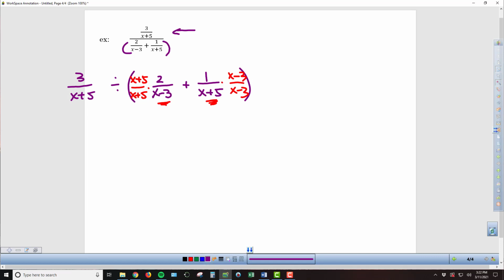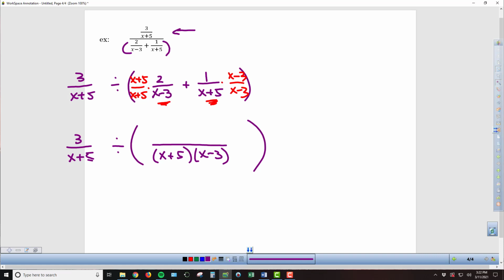So we've got this 3 over x plus 5 still hanging out here, and then that's divided by, still in this giant set of parentheses here, we now know our common denominator of those is going to be x plus 5 and x minus 3. And then up in the numerator, we just have some distributive property to do. So we're going to distribute the 2 to both pieces there. So that gives us 2x plus 10. And then over here, we're going to distribute a 1, so we just get x minus 3.